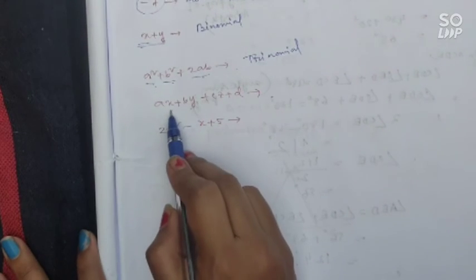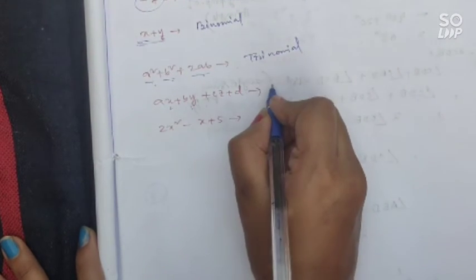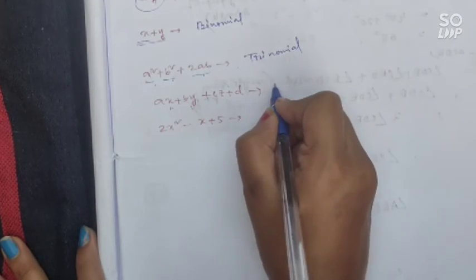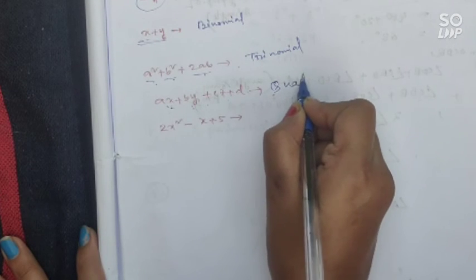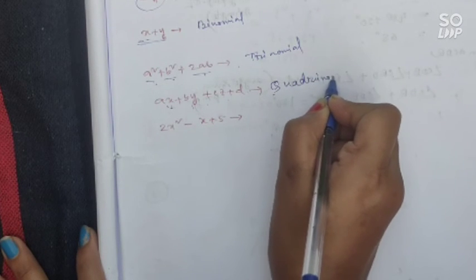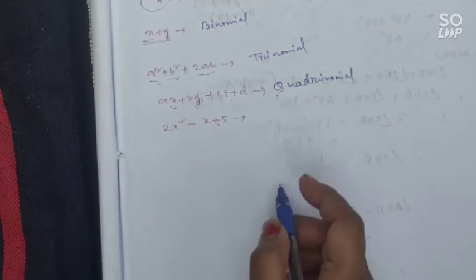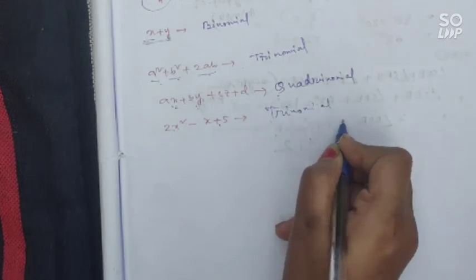Next, ax plus by plus cz plus d. What is this? This is a quadrinomial. 1, 2, 3, 4. Fourth term. This is a quadrinomial. Okay. Next one. 1, 2, 3. 3 terms. So this is called a trinomial. Okay.